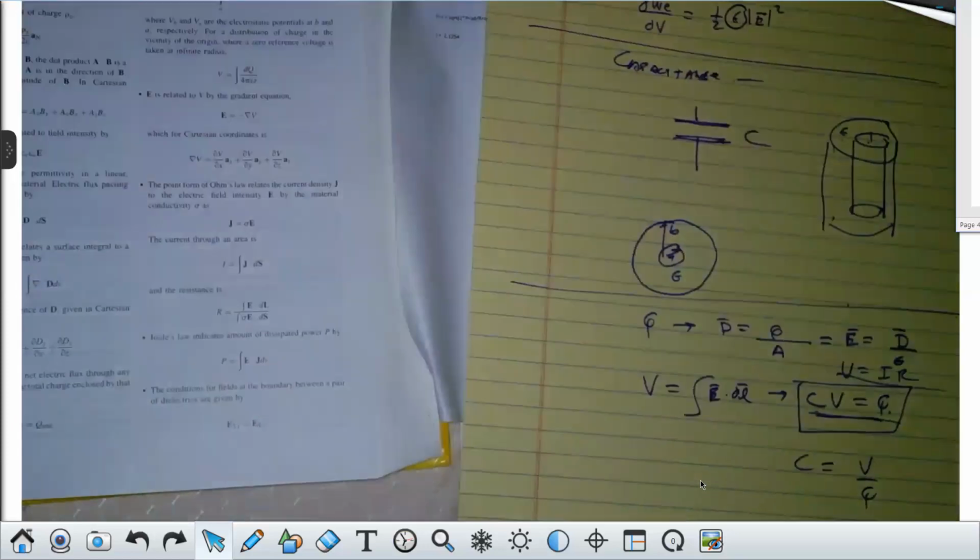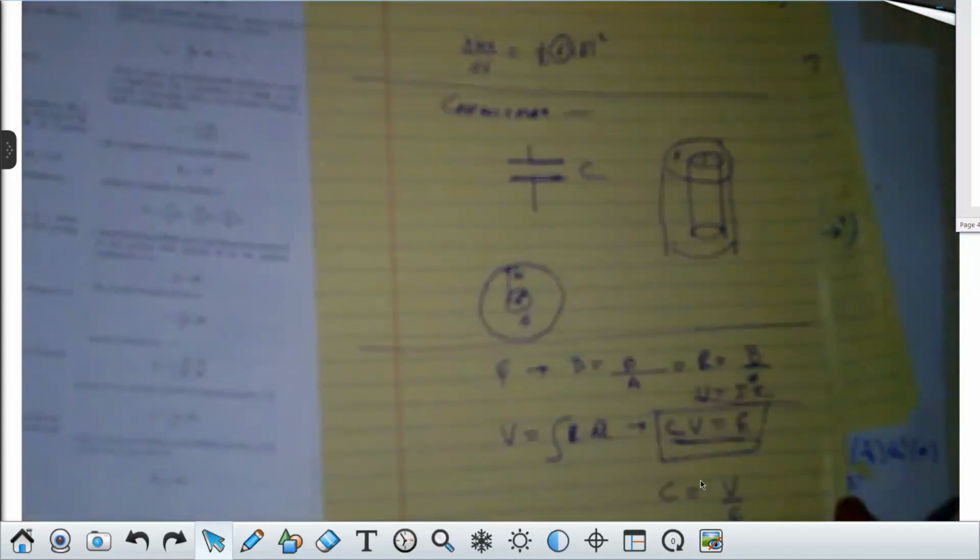Oops, sorry. Yell at me if you can't see. If I need to move this paper over.